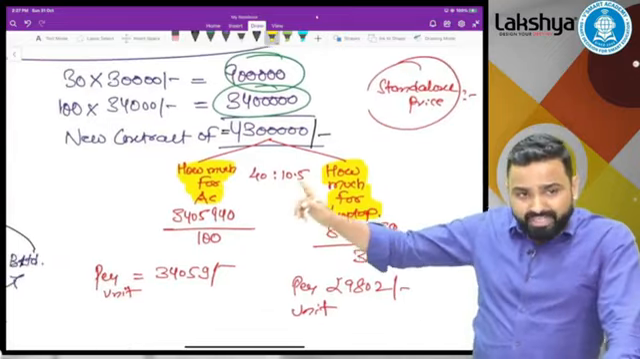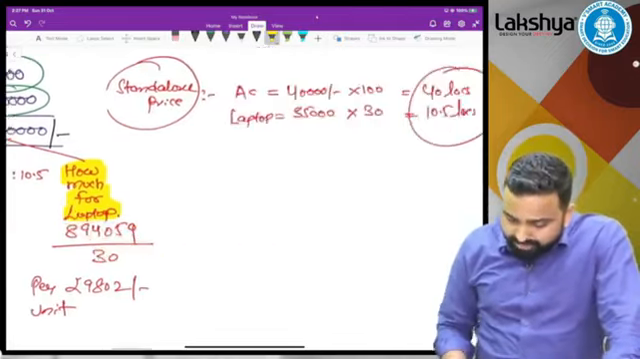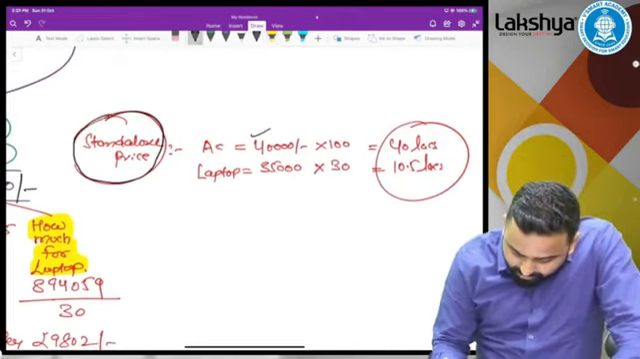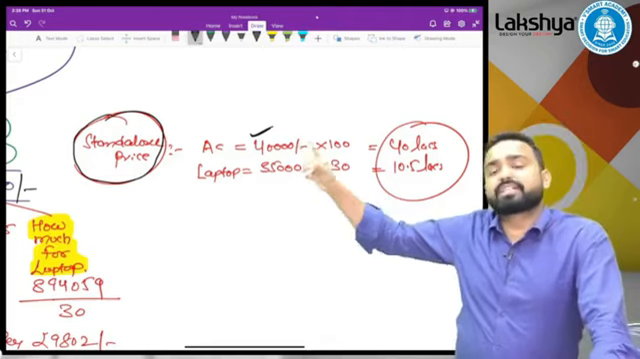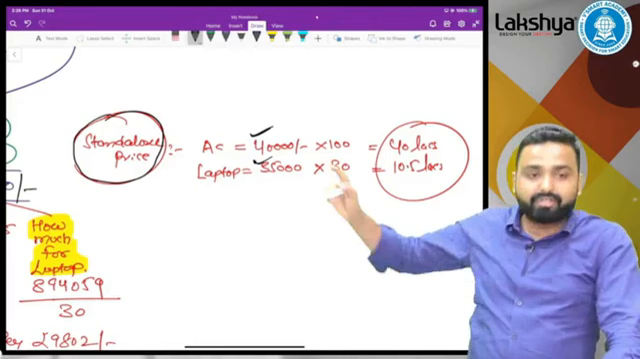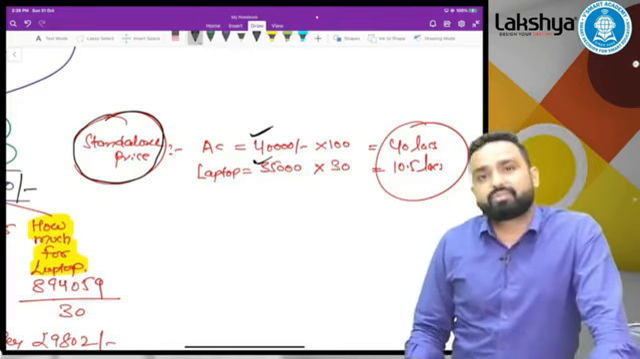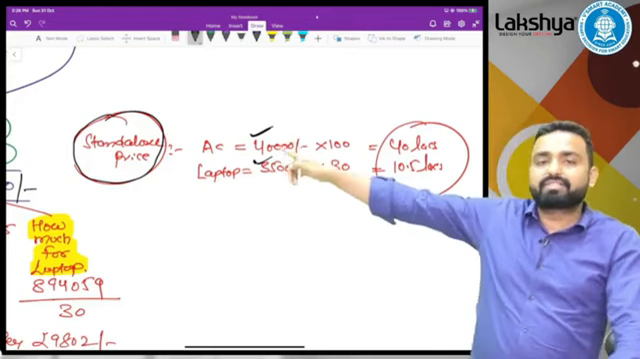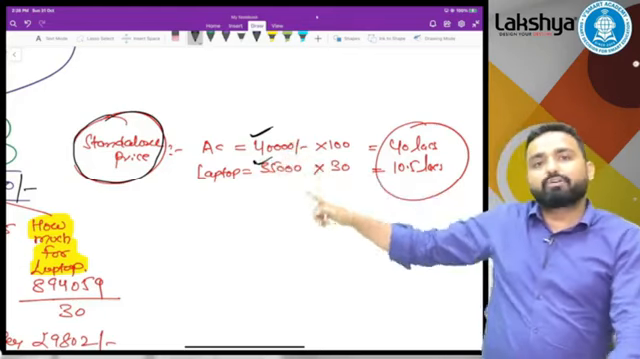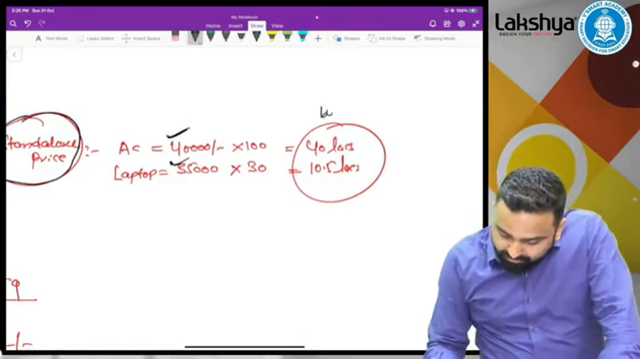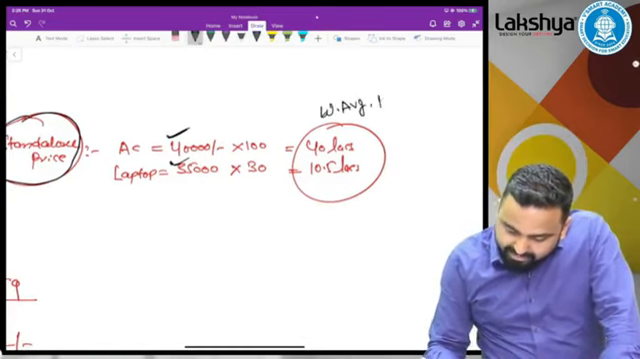It is 40:10.5. Now what is this 40:10.5? Suppose the standalone price of AC was 40,000 and suppose the standalone price of laptop was 35,000. What to do? I have calculated the weighted average prices.